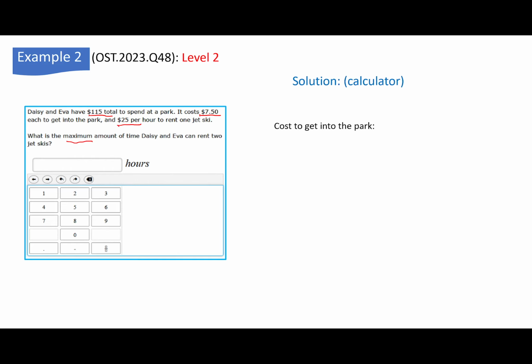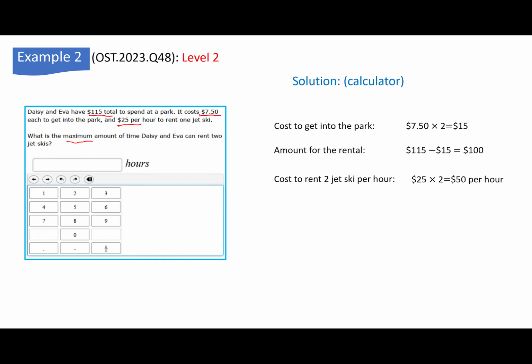Okay, so let's put the information here. What is the cost to get into the park? That's $7.50 times 2. So they already spent $15, they're left with $100. Now, the cost to rent 2 jet skis per hour is 25 times 2. So now the maximum amount of time is 100 divided by 50, which is 2 hours.